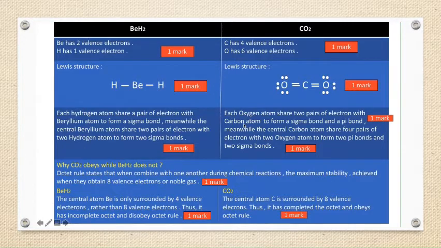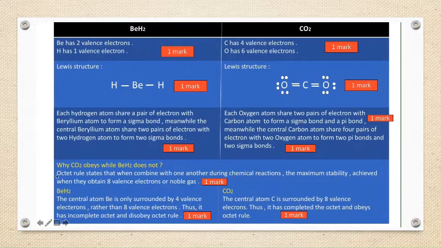Then the third row is the explanation for the Lewis structure. Each oxygen atom shares 2 pairs of electrons with the carbon atom to form a sigma bond and a pi bond. So 1 mark is given. Meanwhile, the central carbon atom shares 4 pairs of electrons with 2 oxygen atoms to form 2 pi bonds and 2 sigma bonds. So 1 mark is given for the explanation of the Lewis structure of carbon dioxide.